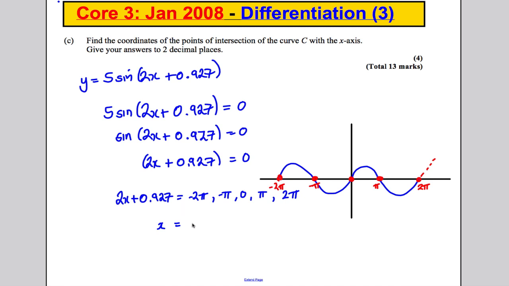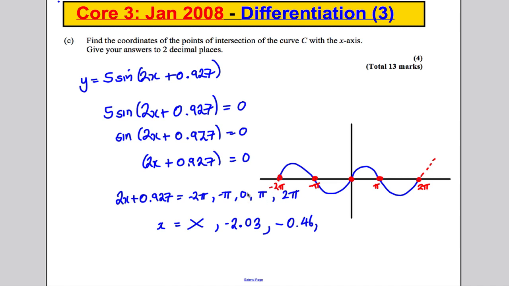Now the first one would be outside the range, so you would ignore it. The first one would be outside because it would be less than pi. The next one though will be fine, so it would be negative pi, subtract 0.927 divided by 2, it would be negative 2.03 to 2 dp. The next one would be negative 0.46 to 2 dp from this one.